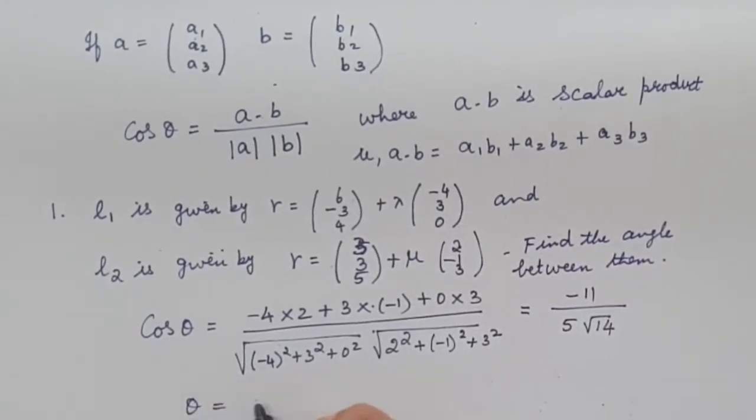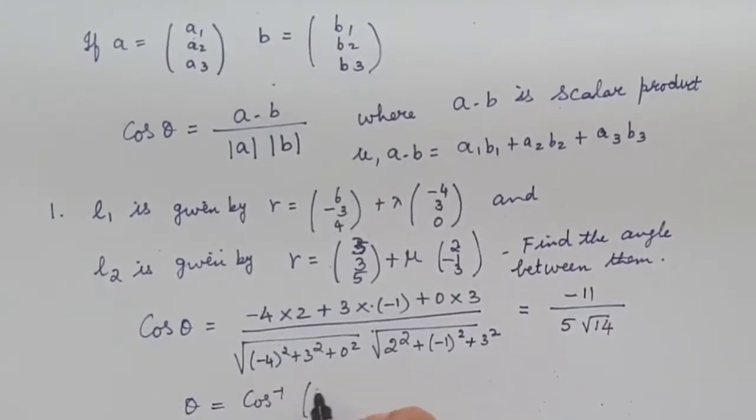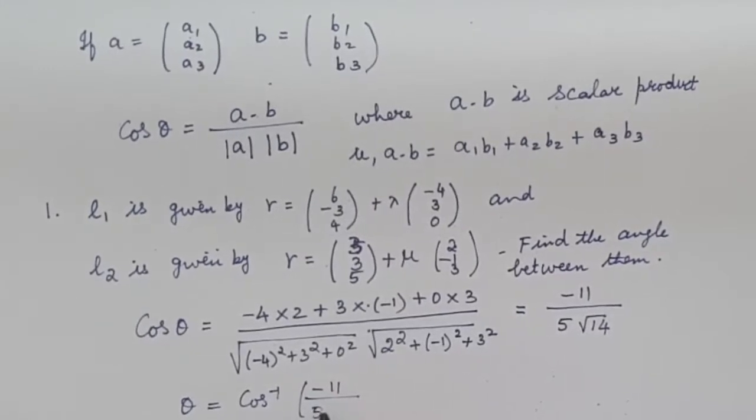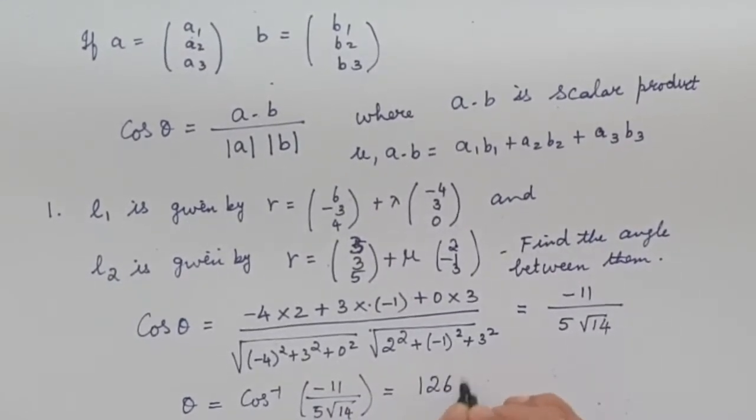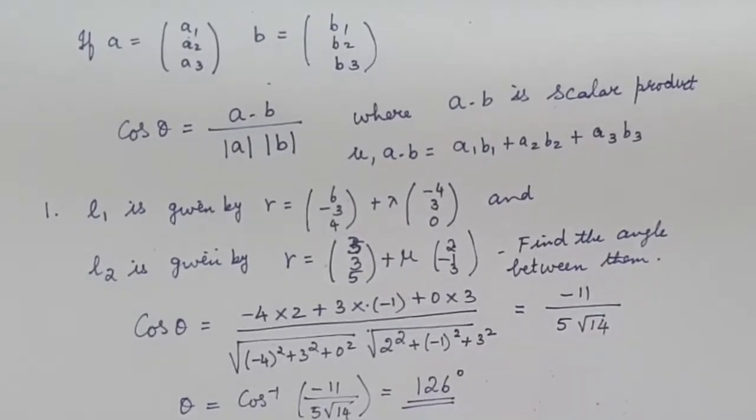So theta will be equal to cos inverse of minus 11 over 5 into square root of 14. When we simplify it using your calculator, you'll get your answer as 126 degrees.